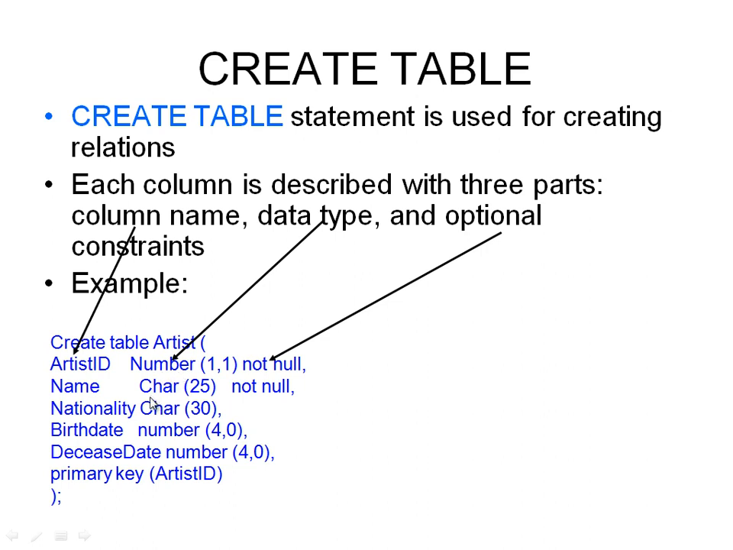We have the number, and we can also use a number for the date, whether birth date or deceased date. But we can also use character or variable character for the nationality and the name. It depends on how we are going to use it. And then we have the optional constraints, which are the not null and null options that have been added at the end over here.